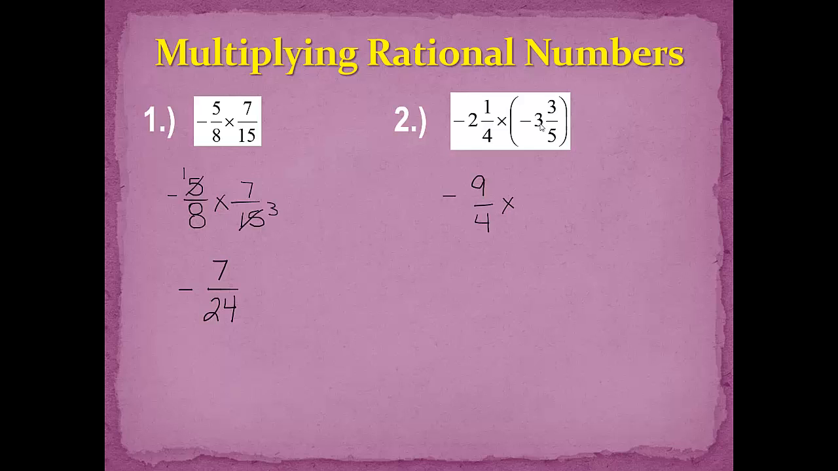And now we're going to look at negative 3 3/5. We can multiply 5 times 3, which is 15, plus our 3 is 18. So we're going to have negative 18/5.